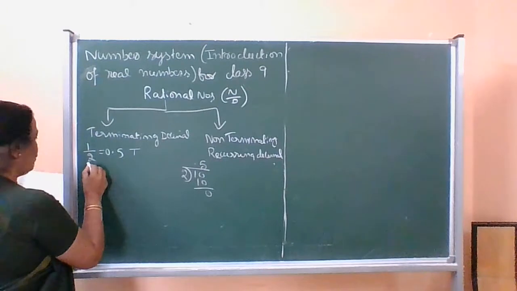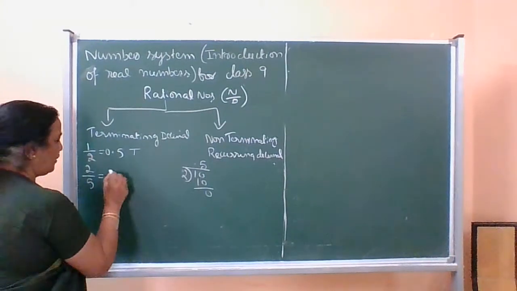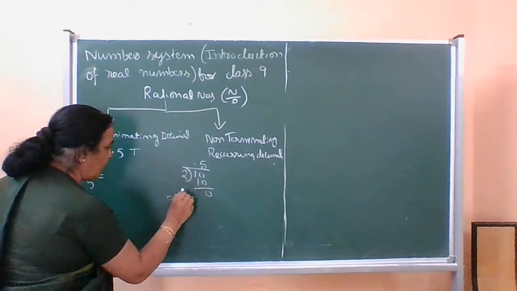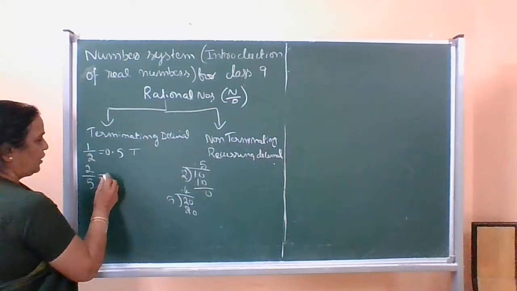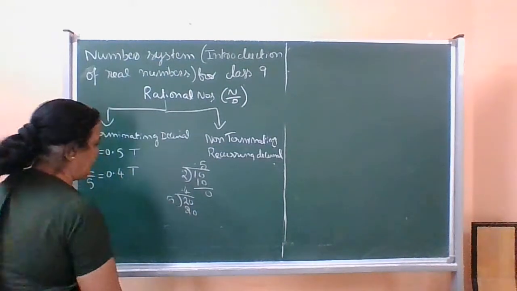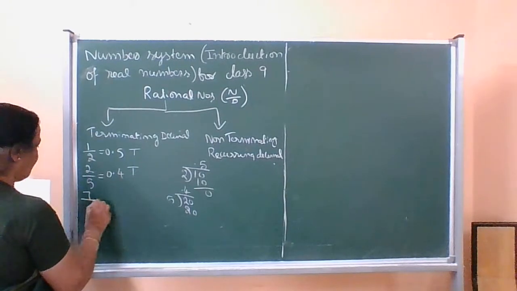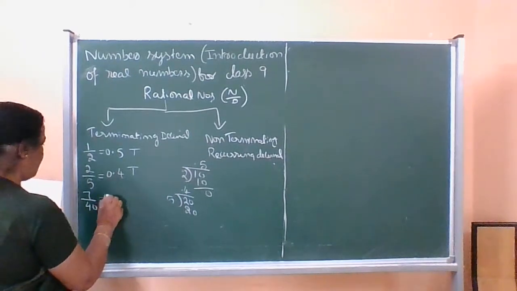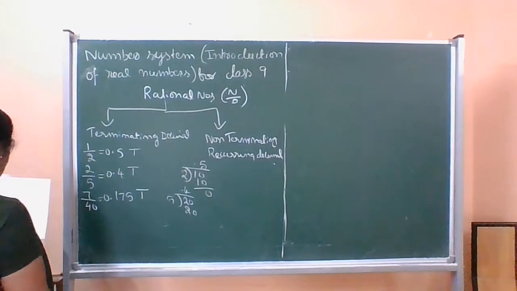If I take 2 by 5, what happened? If you divide 2 by 5, you will get 0.4, because 5 fours are 20. It is a terminating decimal. One more example: 7 by 40. If you divide 7 by 40, it is 0.175. It is a terminating decimal.